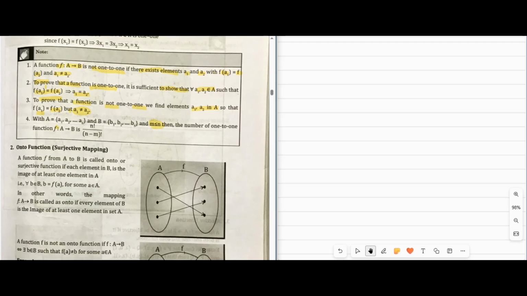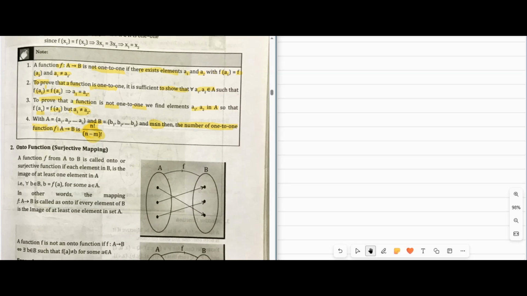Then with the A elements a1, a2, ..., am and B elements b1, b2, ..., bn, where m is less than or equal to n, the number of one-to-one functions, this is important, from A to B is given as n factorial divided by (n minus m) factorial. To find the number of one-to-one functions, we should use this formula. To find the number of functions, we have to use the n power m formula.